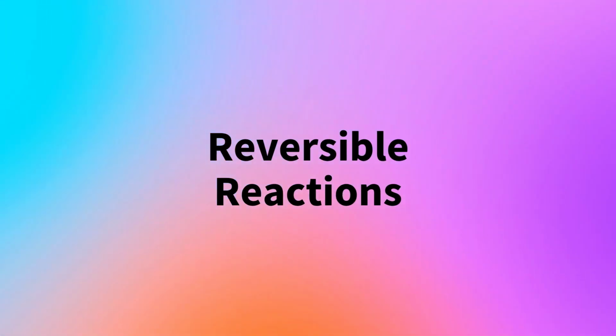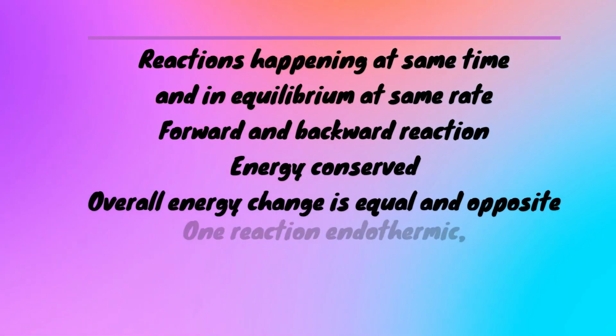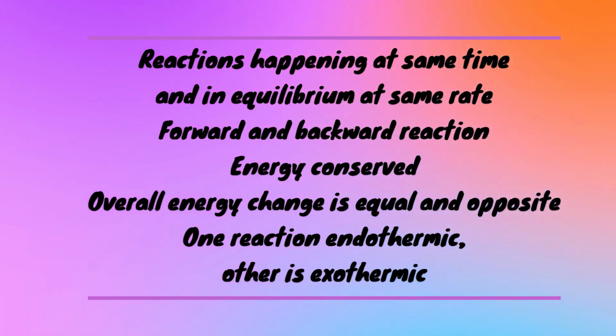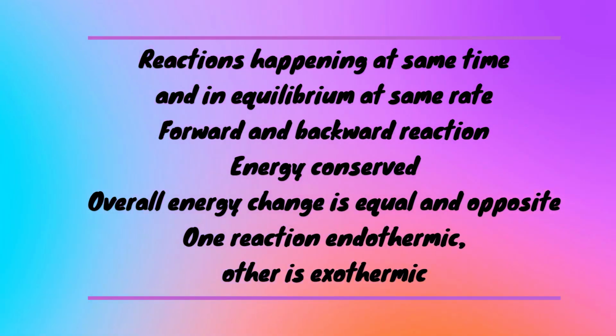Reversible reactions. If you see a symbol like this in a chemical equation, that is telling you that that reaction is reversible. That means that we have 2 reactions happening at the same time at the same rate. Our top arrow, the one on top, is the forward reaction, and the one on the bottom is the backward reaction. Now, energy is conserved.